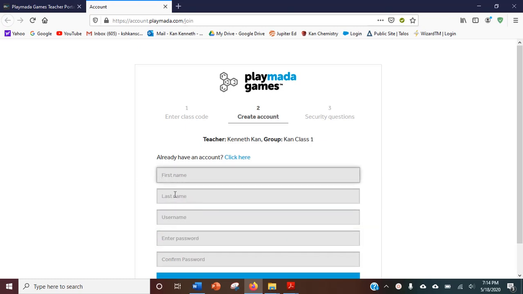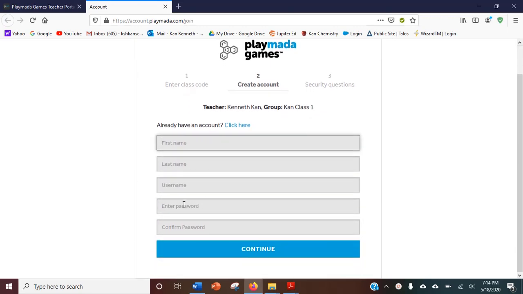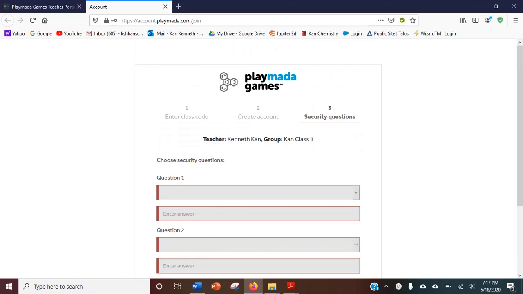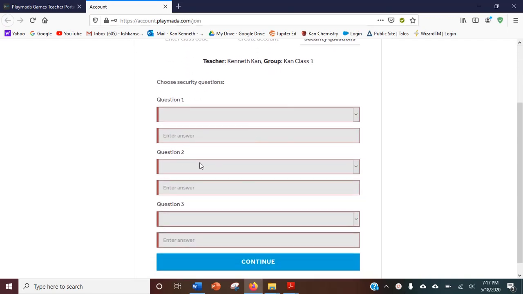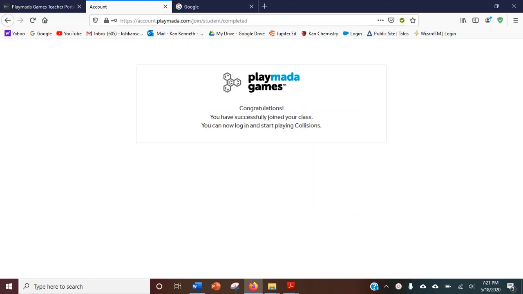Okay, so you can enter your name, last name, your user for the account, password, and confirm the password. After you create your username and password, you must also create 3 questions with answers. So take a moment to do that and click continue once you're done. After you made your account, it should look like this. Make sure you wrote down all your information on a piece of paper, your account and password.